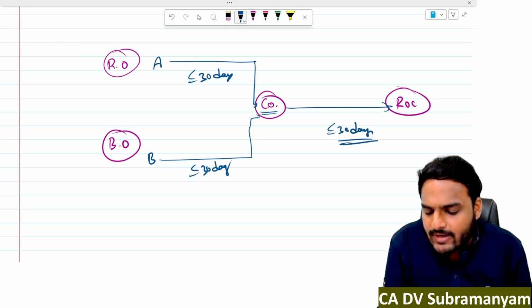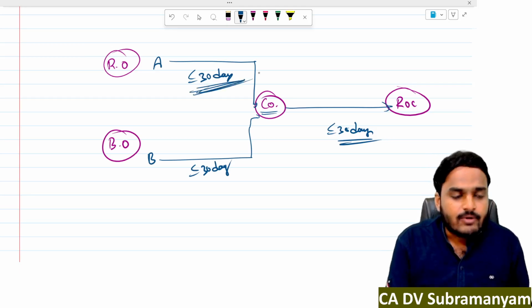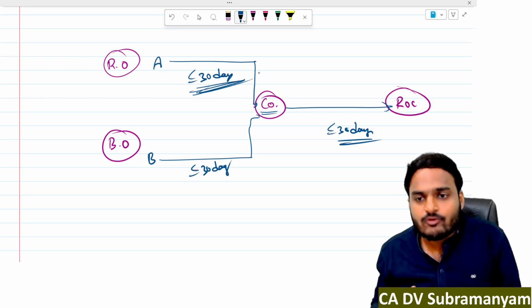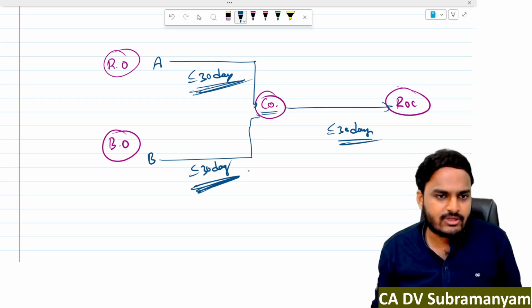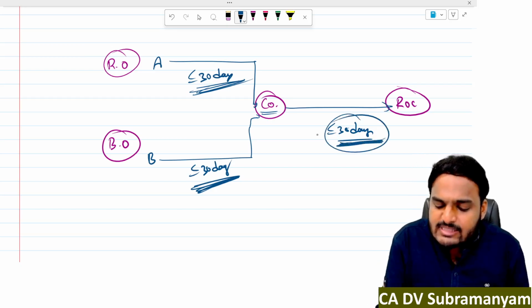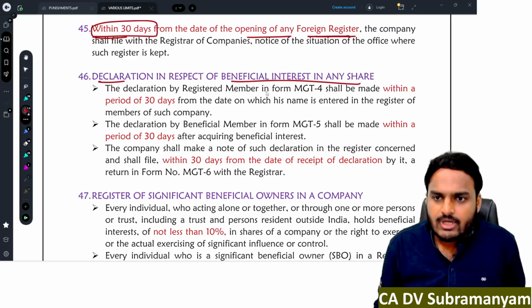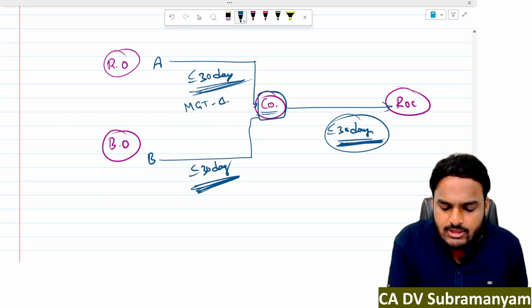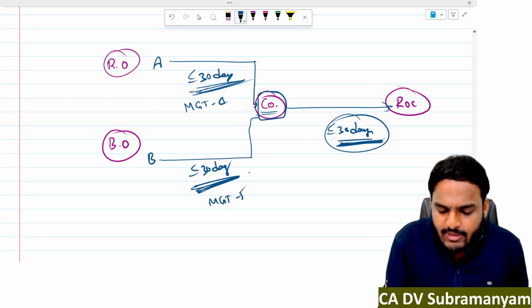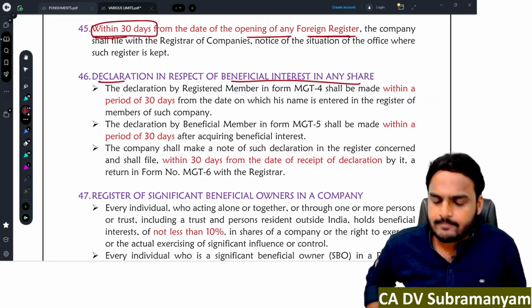So here you will find 3 time limits. 30 days from getting registered shares in his name without beneficial interest, 30 days from acquiring beneficial interest, and next, 30 days from receipt of information by the company. MGT4, MGT5, MGT6, these things you already know. MGT4 by the registered owner, MGT5 by the beneficial owner, MGT6 by the company. So the time limit is 30, 30, 30.